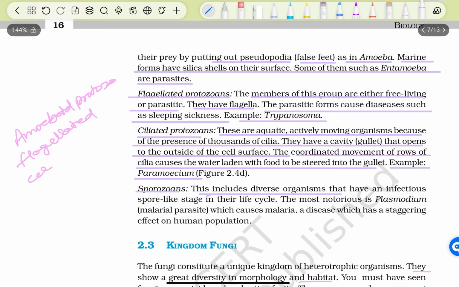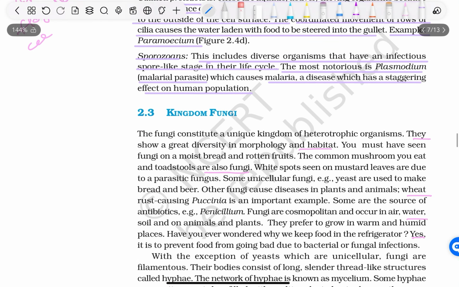Sporozoans. This includes diverse organisms that have an infectious spore-like stage in their life cycle. The most notorious is Plasmodium, the malarial parasite which causes malaria, a disease which has a staggering effect on the human population.